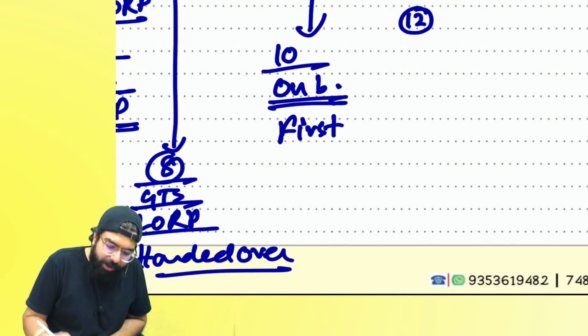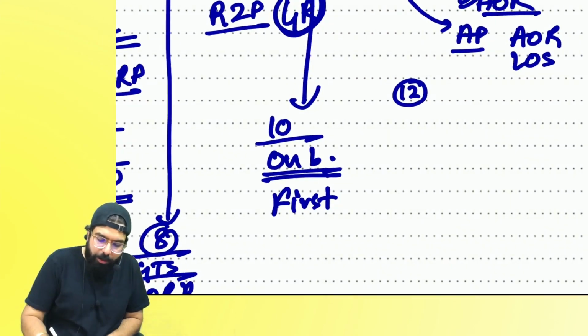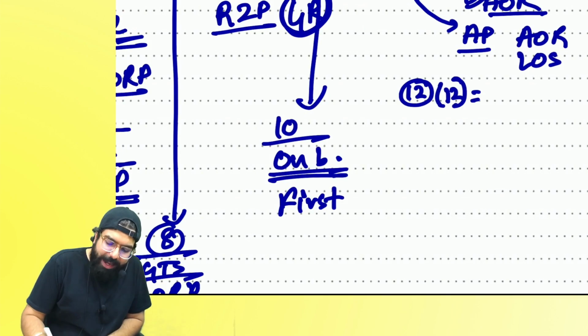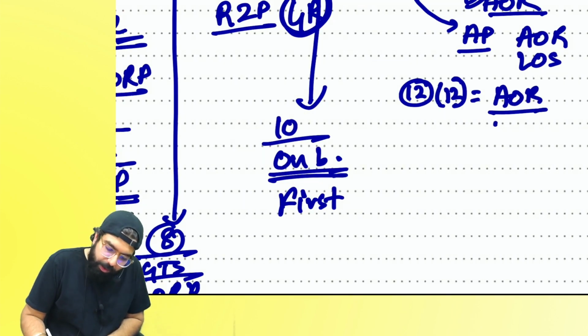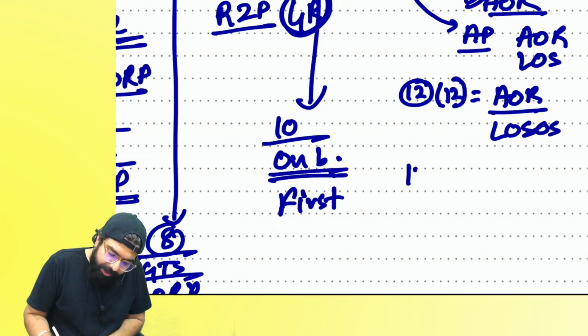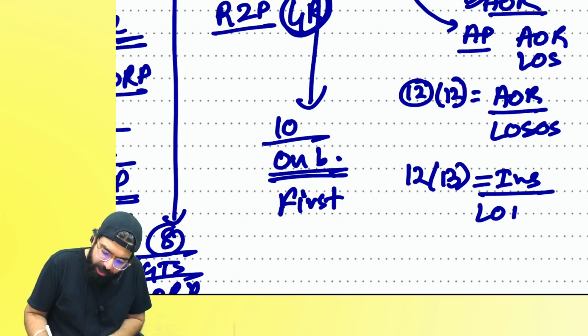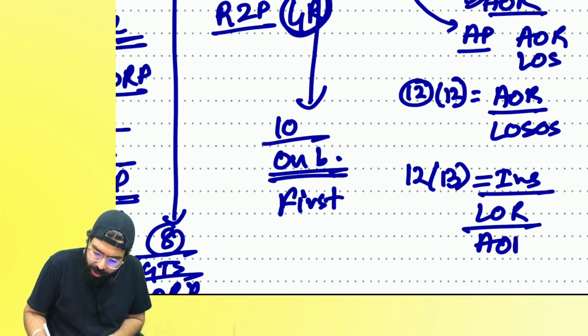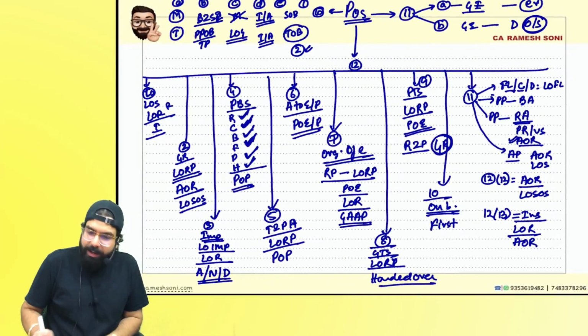Section 12 told about what? Section 12 for banking companies: address on record or location of supplier of service. Section 12.13 for insurance services: location of recipient or address on record. I hope everyone is clear till here.